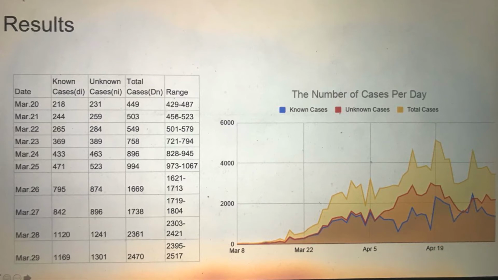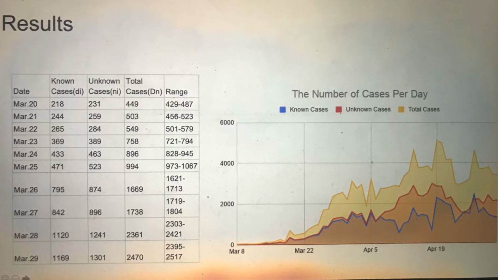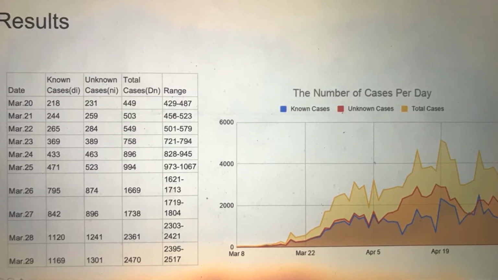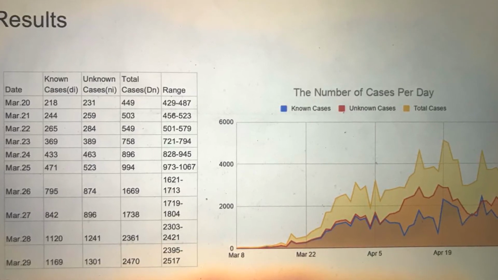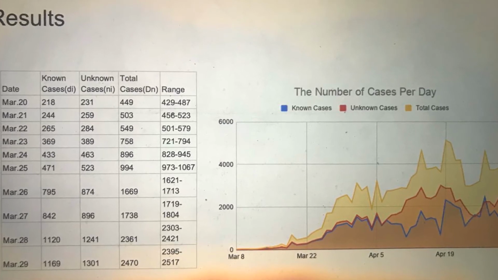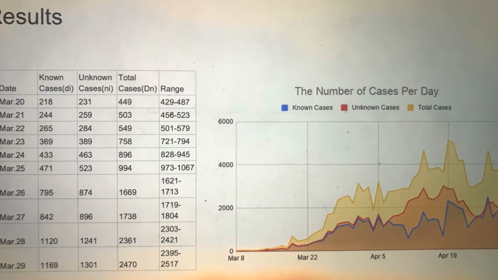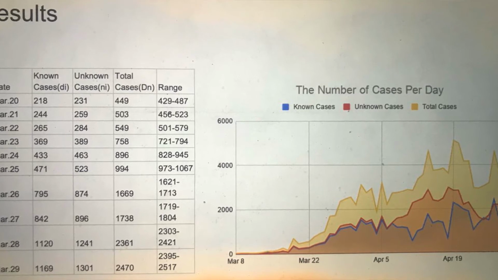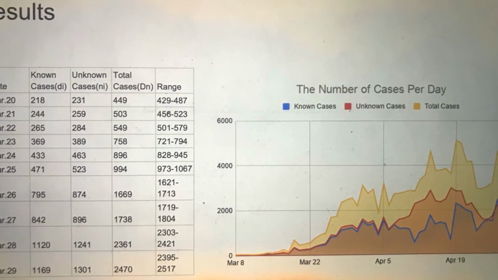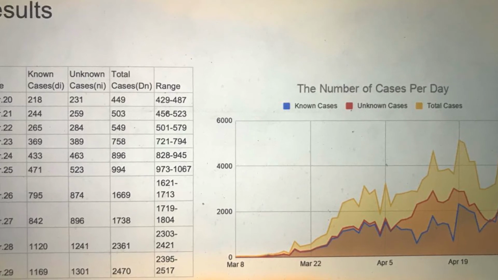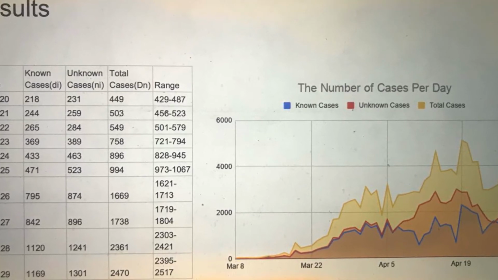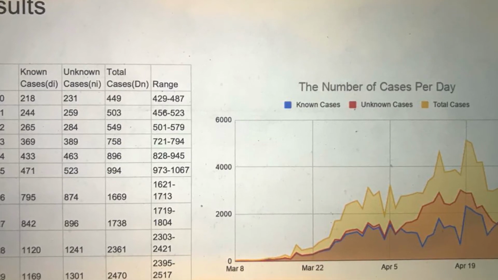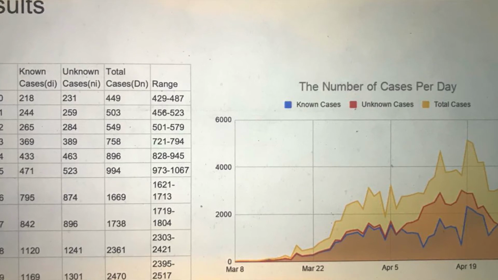As a result, I made these tables and figures on the PPT to present the number of reported and underreported cases and the sum of them per day, and the intervals of them. From this table and figure, we can find that there were very many known cases, and the number of unknown cases was even larger than that of known cases, which means that the actual total number of cases was even larger than 2 times the known cases.